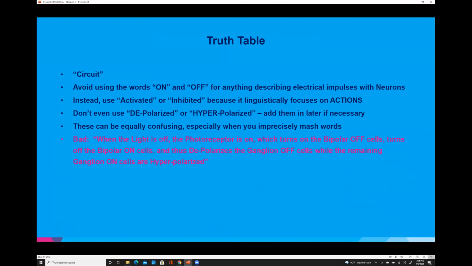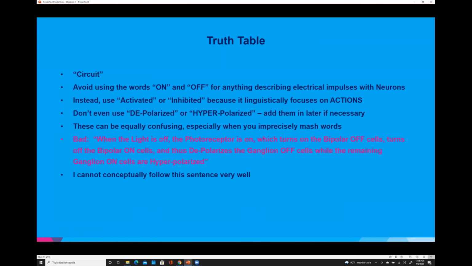Here's a sentence that's really bad, even though the sentence itself is still confusing, like even when it's good. But here's bad. When the light is off, the photoreceptor is on, which turns on the bipolar off cells, turns off the bipolar on cells, and thus depolarizes the ganglion off cells, while the remaining ganglion on cells are hyperpolarized. Literally, I don't understand what that sentence even means. Totally. It's because people are mixing all of these different verbs to describe basically the same thing.